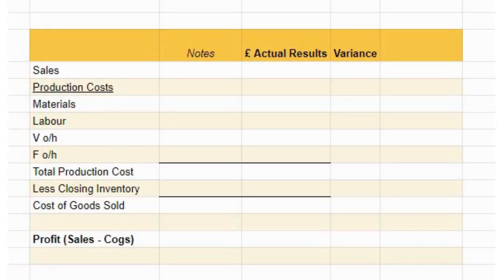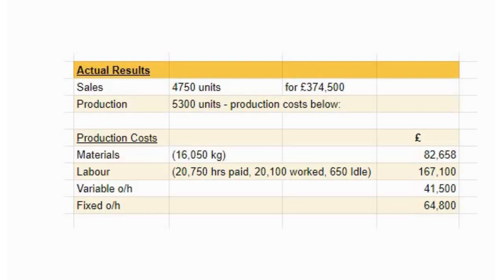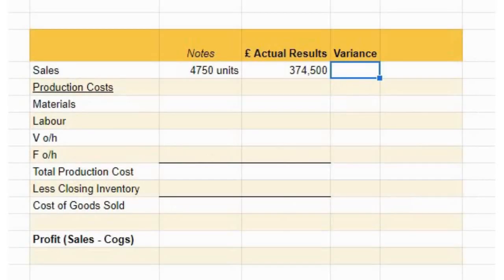So let's put some actual results in. Now the information for the actual results is from the information card. So let's start by looking at the information card for sales. So here's the information card, and it points out that actual sales were 4,750 units, and they sold for £374,500.